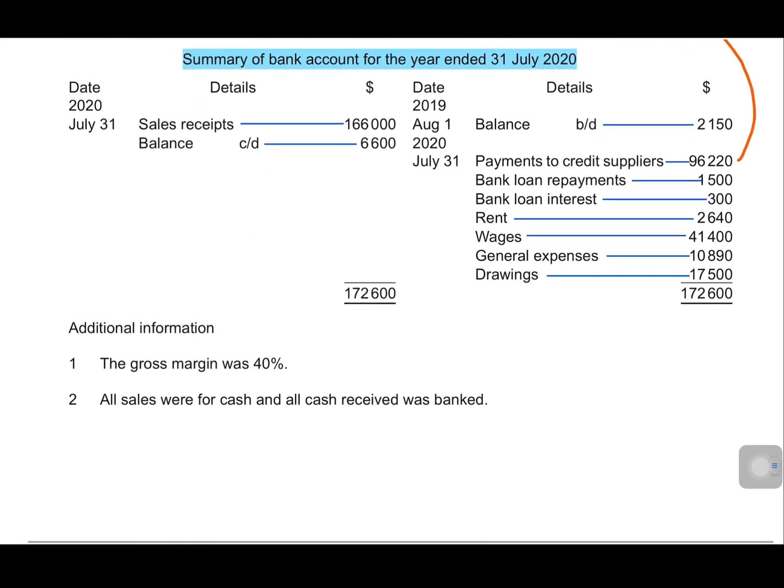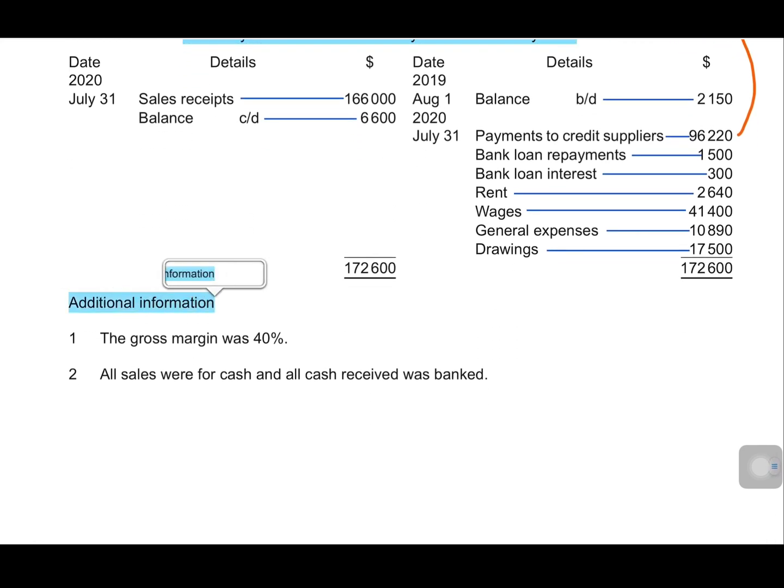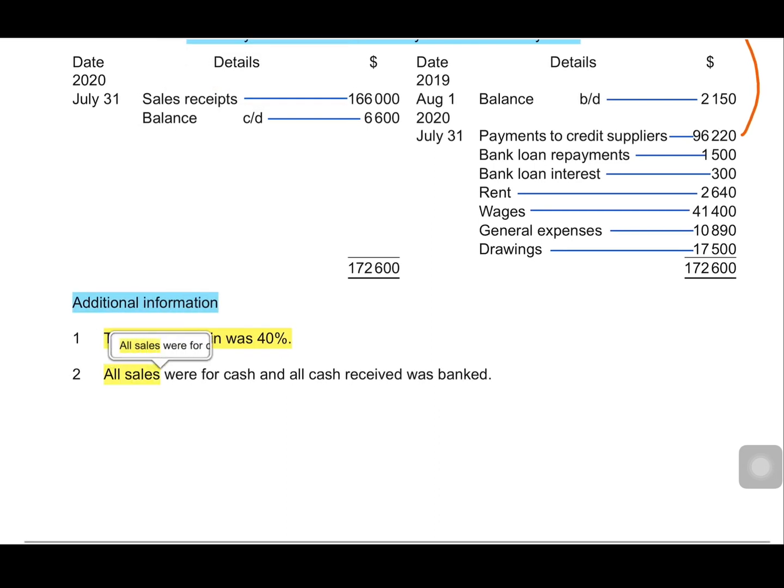All right, good. In additional information, we are told that the gross margin was 40% and all sales were for cash and all cash received was banked. So these are all the sales that we have in this business. For Haziq, there are no credit sales, so we don't have to prepare what? We don't have to prepare the SLCA, sales ledger control account, to find out credit sales, because all sales are for cash only and all the cash is also banked. So as we can see, cash must have been credited and bank debited with the sales receipts.